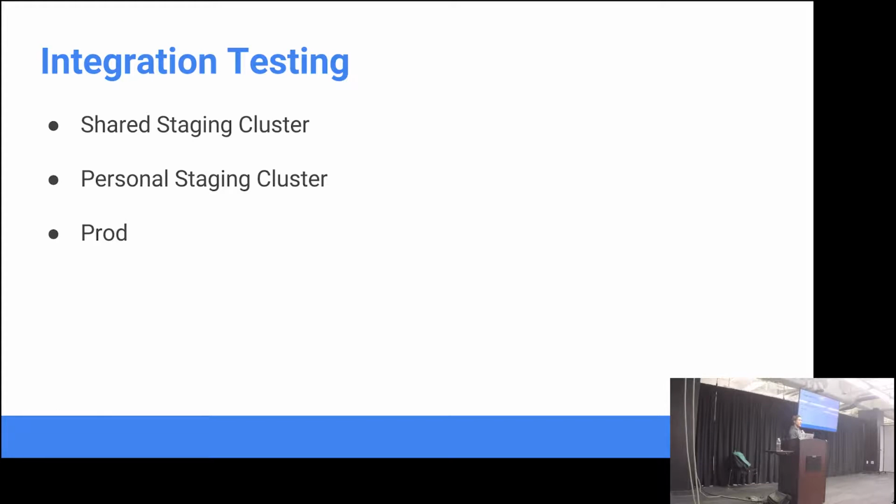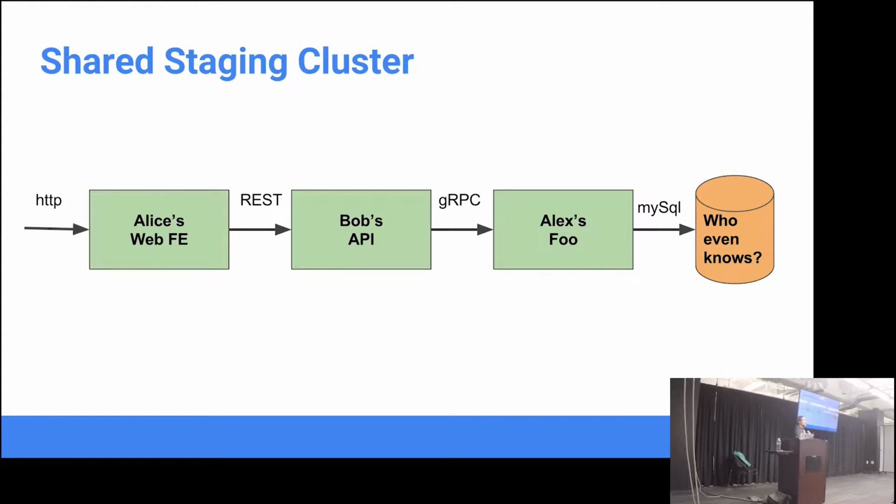So that's why integration testing is really important. And there's kind of 3 types of integration testing that I want to talk about. They're shared staging clusters, personal staging clusters, and then testing in prod, everyone's favorite. So a shared staging cluster might look something like this. You might have a new version of your service that you want to test, and so you deploy it to the staging cluster. And you start hitting the front end with requests and see if it looks good.